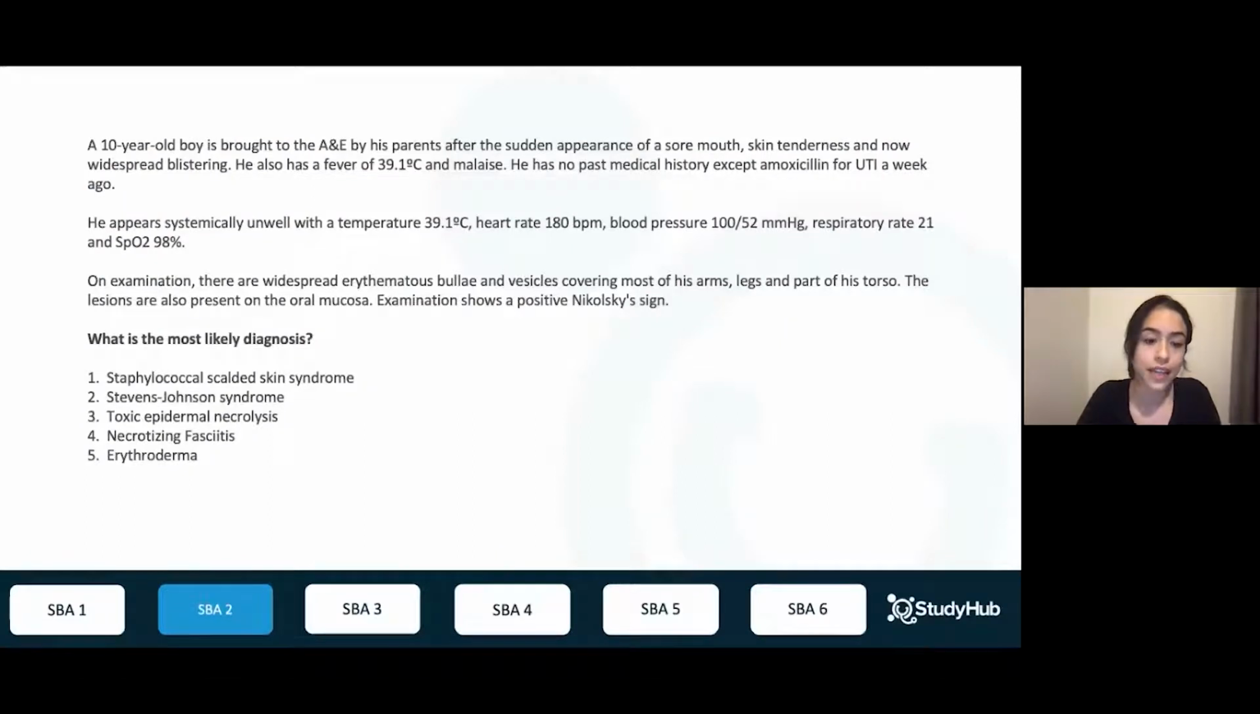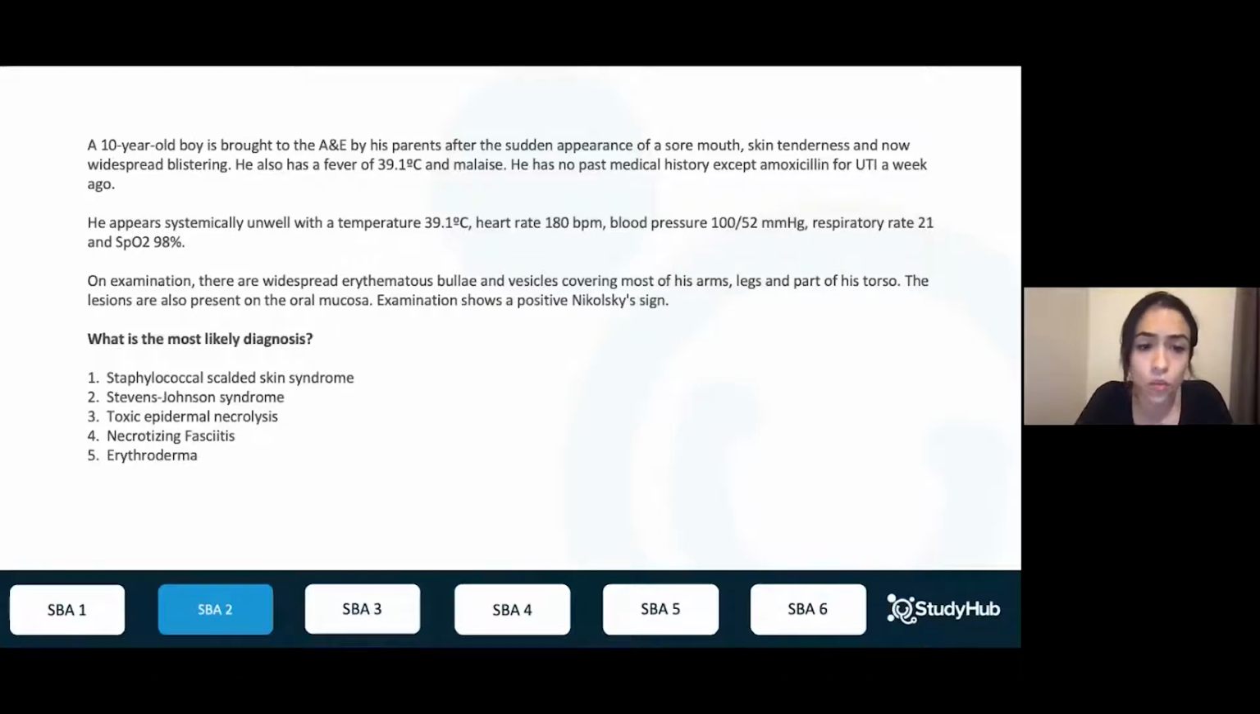Fine. So next, SBA. A 10-year-old boy is brought to A&E by his parents after the sudden appearance of a sore mouth, skin tenderness, and now widespread blistering. He has a fever of 39.1 and malaise. He has no past medical history except for amoxicillin use for UTI a week ago. He appears systemically unwell with a temperature of 39.1, a heart rate of 180, blood pressure of 100/52, respiratory rate of 21, and SATs of 98%.